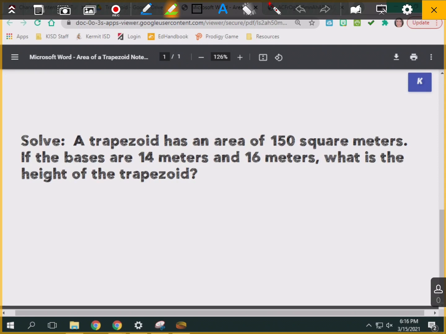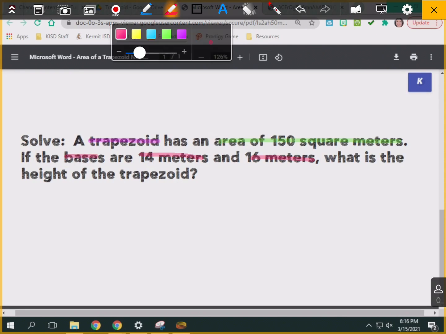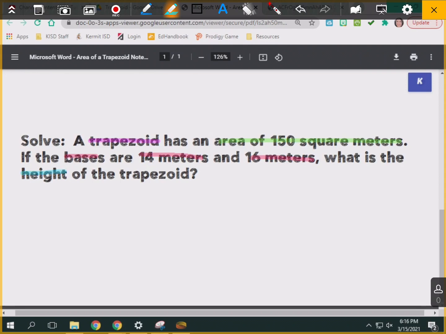So the first thing that I see is the trapezoid, which is very important. What shape you're working with tells you what formula you're going to use. It has an area of 150 square meters. So we need to know the area. The next thing it tells us is the bases. So we have a base of 14 and 16. The question asks us, what is the height of that trapezoid? So area is 150, base is 14 and 16, and we need to know the height.